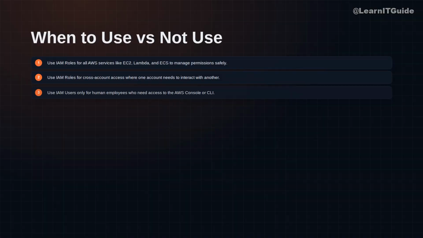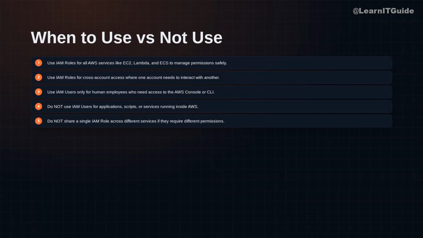So, how do you decide? Use roles for machines. Always. If it is an EC2 instance, a Lambda function, or a container, it gets a role. Use IAM users only for humans who need to log into the console. If you are using a user for a script, you are doing it wrong. And never share a role. If service A needs read access and service B needs write access, give them two different roles. That is the principle of least privilege. Make sure to review each point shown on screen carefully.